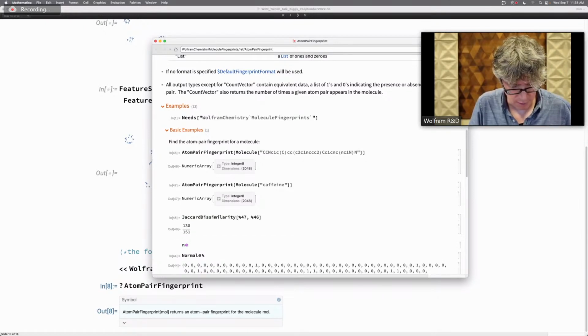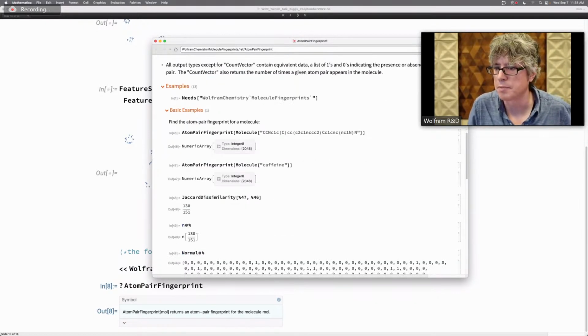And we get the N at that. Oh, capital N. Sorry, this is not my normal keyboard.